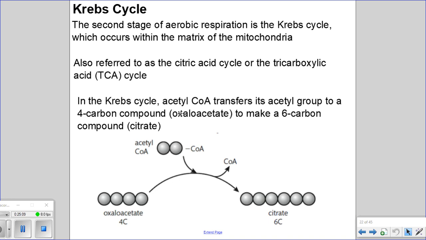So in the Krebs cycle, acetyl coenzyme A transfers its acetyl group to a 4-carbon compound, referred to as oxaloacetate, to make a 6-carbon compound called citrate. So the starting compound here is this 4-carbon compound called oxaloacetate. And this will combine with the 2-carbon compound, acetyl-CoA, to generate a 6-carbon compound. In the process, coenzyme A is removed, and we have a 6-carbon compound called citrate.